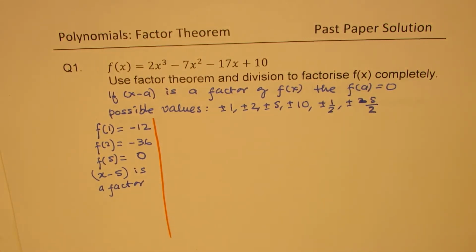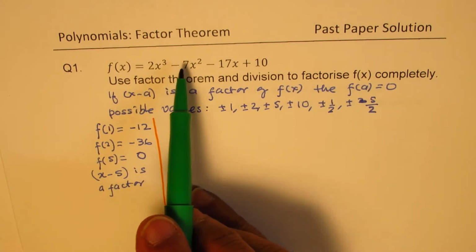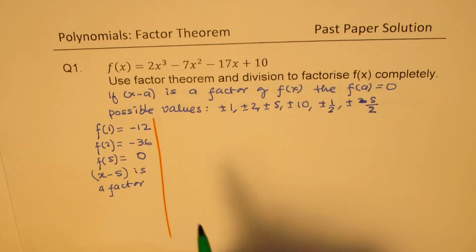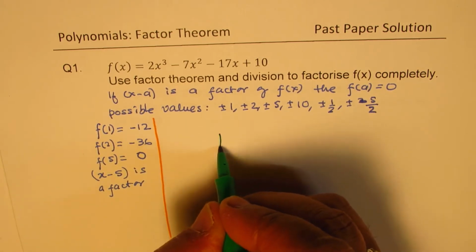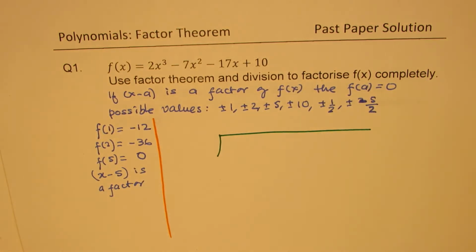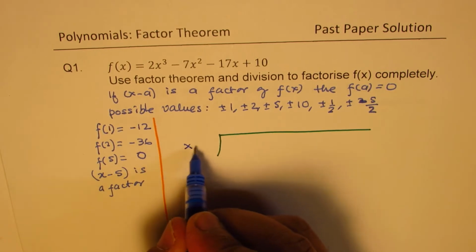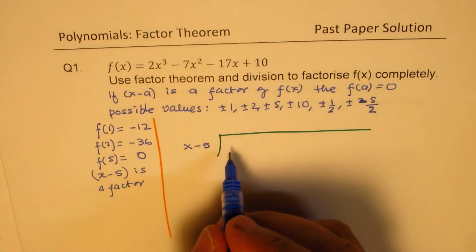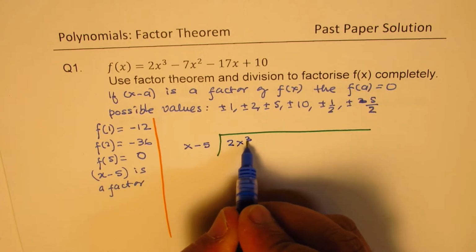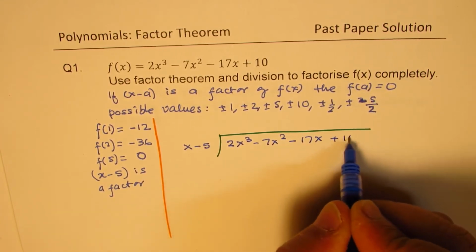Now, what do we do next? Once we know one of the factors of a cubic equation, we can divide by that factor. So we'll get quotient, which will be quadratic. Quadratic can be factored easily, right? So now we are going to divide. So I'm going to do long division for now. And then we'll also see how to do synthetic division. So we'll divide by x minus 5, the function, which is 2x cubed minus 7x squared minus 17x plus 10.